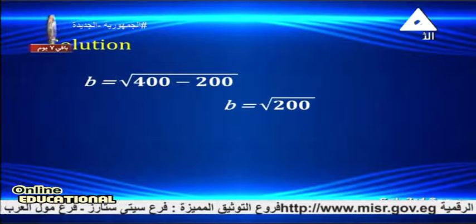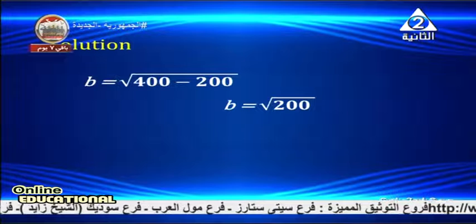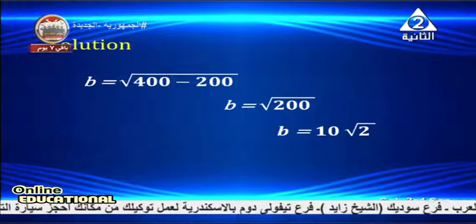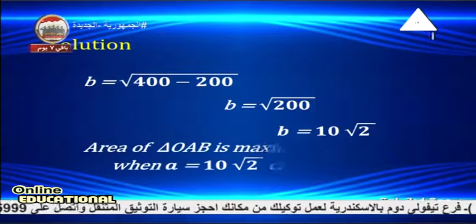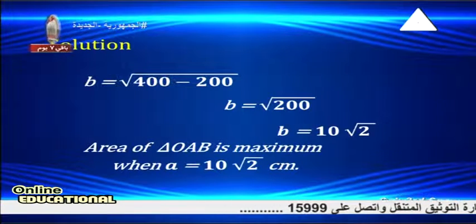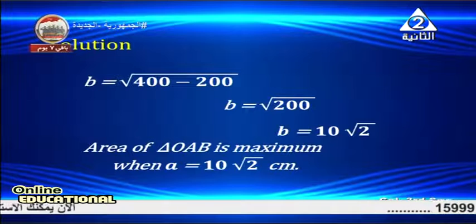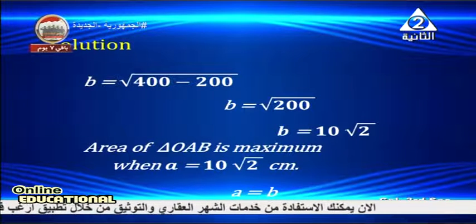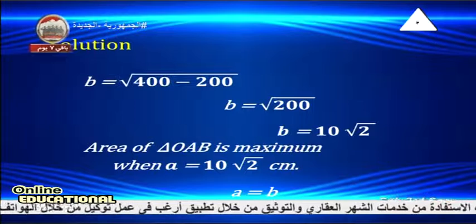When a equals 10 root 2, what is the value of b? We know that b equals the square root of 400 minus 200. Then b equals the square root of 200, then b equals 10 root 2. Then the area of the triangle OAB is maximum when a equals 10 root 2 and b equals 10 root 2, then the value of a equals the value of b.